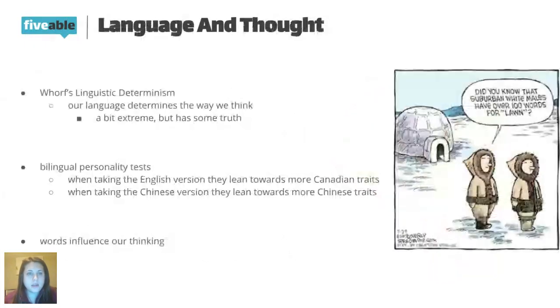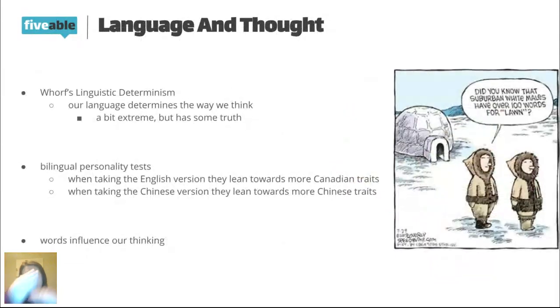And then lastly, linking back entirely to this whole cognition thing. So how does cognition and language relate to one another? Well, there's this guy named Whorf, and he has this theory of linguistic determinism. Basically, what this theory states is that the language that we speak determines the way that we think. And so it is kind of an extreme viewpoint, but there's some truth to it.